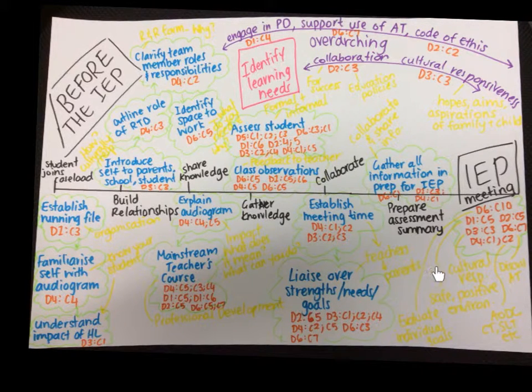So as I note here, that's working with teachers and parents to go through and collaborate prior to the meeting. Then I gather all my information in preparation for the IEP, so I prepare an assessment summary, and that includes the assessments that I've completed, some informal observations that I've noted, and I'll also often incorporate notes from my discussions with the classroom teacher and the parents.